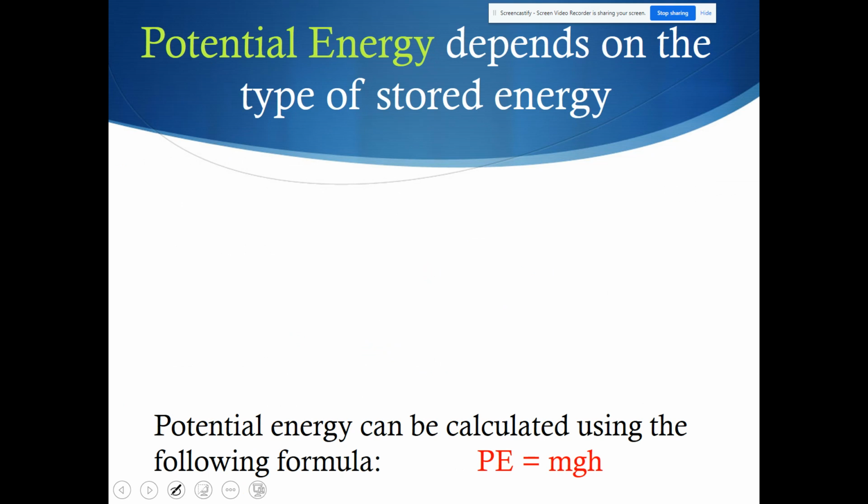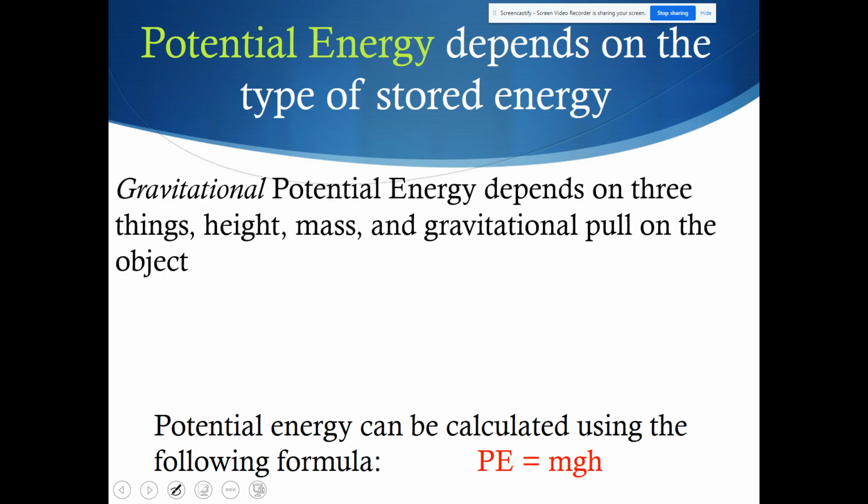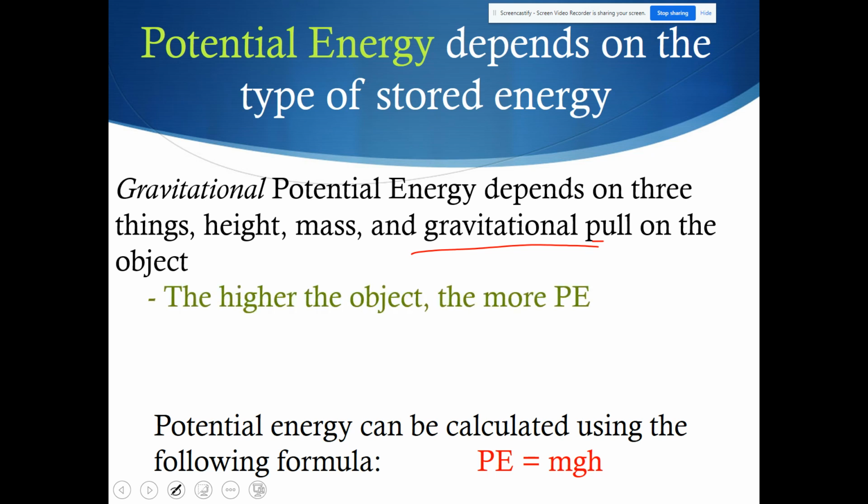Potential energy. This is stored energy, and there are all kinds of different formulas for potential energy. We're going to focus on gravitational potential energy. Gravitational potential energy really depends on three things: the distance between the two objects, and in this case, the height above the Earth, the mass of the object in question, and the gravitational pull on the object. For here on Earth, the gravitational pull is always going to be the same number, and you already know what that number is. Let's see if you can remember it before we get there.